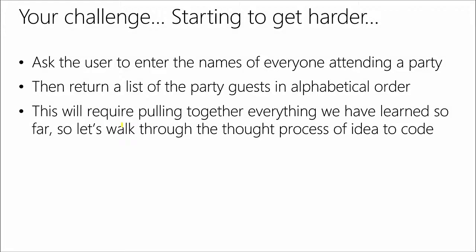I'm not going to bother demoing that just because we're running a little bit long. But your challenge, should you choose to accept it, would be to try this out yourself, because you're going to get to try doing the sort in the challenge. You're going to ask a user to enter the names of everyone attending a party. So I'm going to have to use the input function. Then I have to return a list of the party guests in alphabetical order. This is actually going to require pulling together a little bit of everything we've seen.